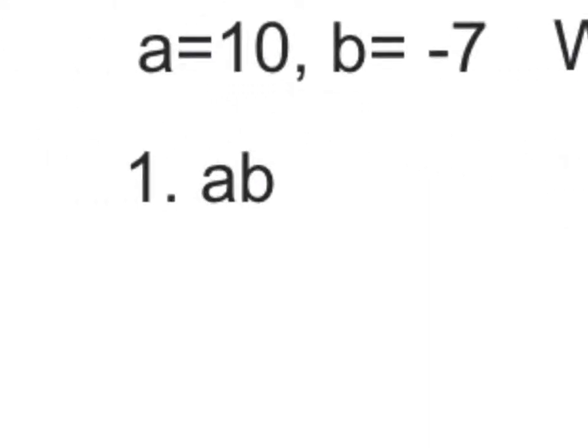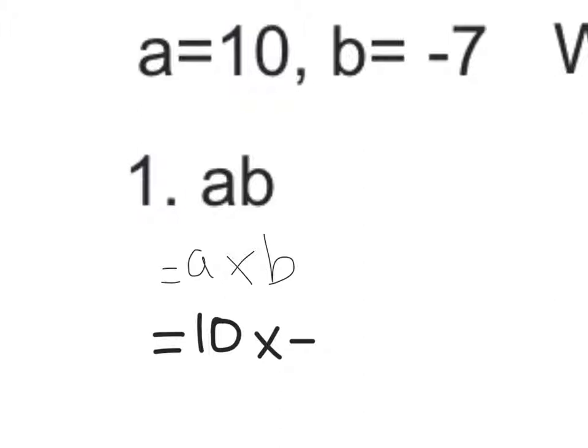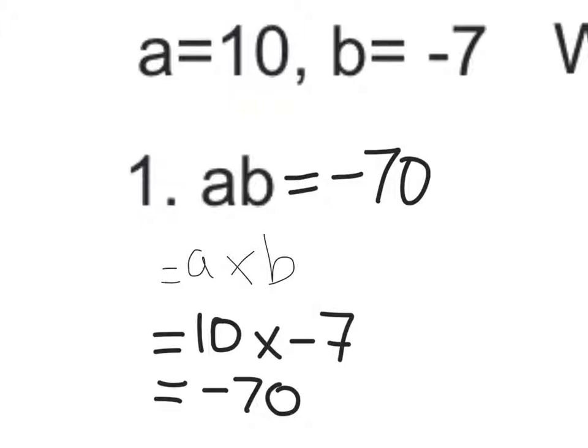We need to work out the value of AB. Well, AB means A multiplied by B. That's what it means. Okay, well, let's have a look. What's that going to be? Well, A is 10 and B is -7. So AB is A times B, 10 times -7 is -70. So AB is -70.